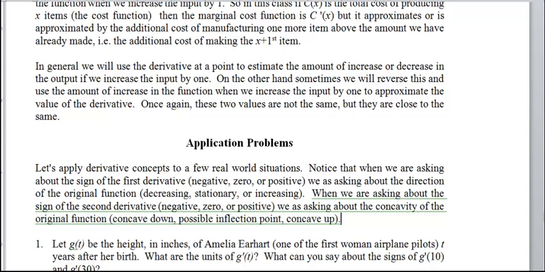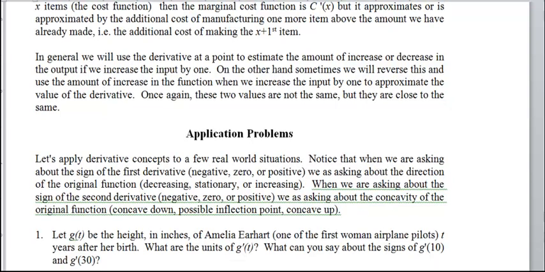Okay, so here's our first example. Let G of t be the height in inches of Amelia Earhart, who was one of the first famous women to fly airplanes, famous pilot, and t is the number of years after her birth. So see if you can answer these questions. What are the units of G prime of t, and what can you say about the sign of G prime of 10, and what about the sign of G prime of 30? So I want you to think about this, get an answer, and then come back and I'll go over the answer. But I want you to try to do it on your own first. You'll learn a lot more if you'll do it that way. So press pause now.